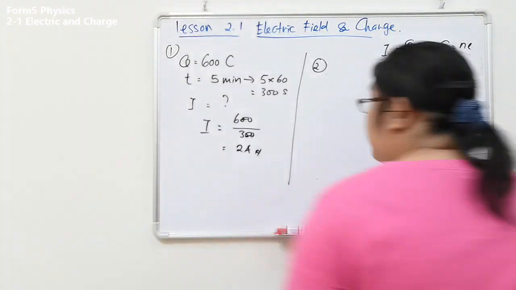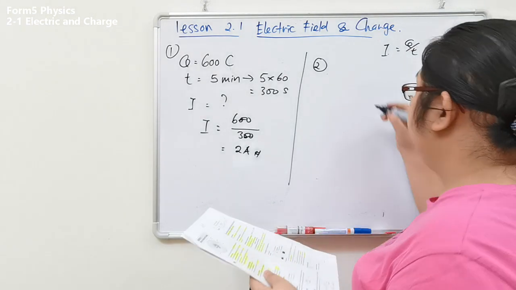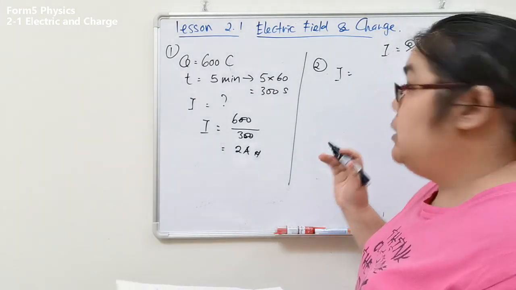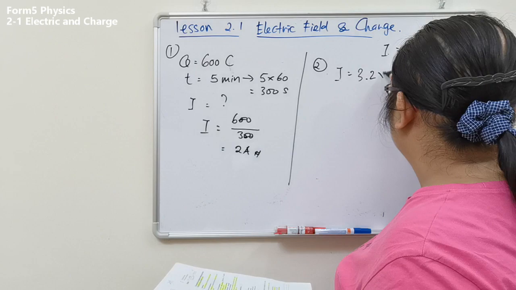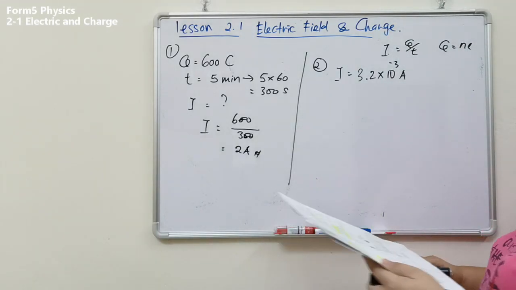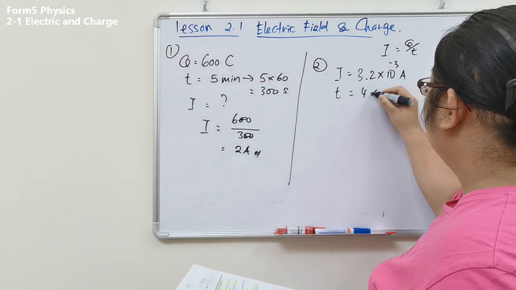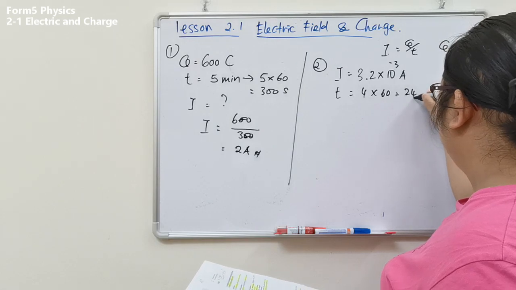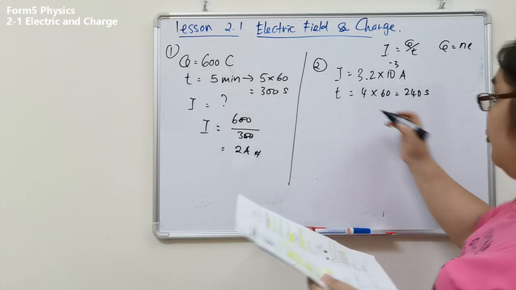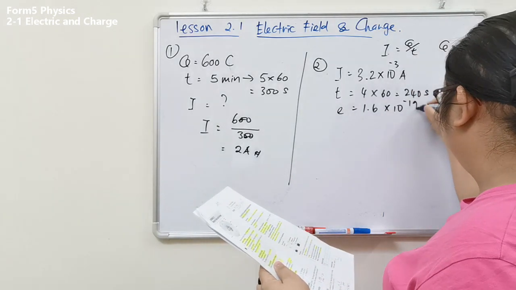Now question number two, they're talking about the current. They give you I equals 3.2 milliampere. So 3.2 milli is 3.2 times 10 power negative 3 ampere. The next info is time taken: 4 minutes, 4 times 60, 240 seconds. They also give you the charge of the electron, which is 1.6 times 10 power negative 19.